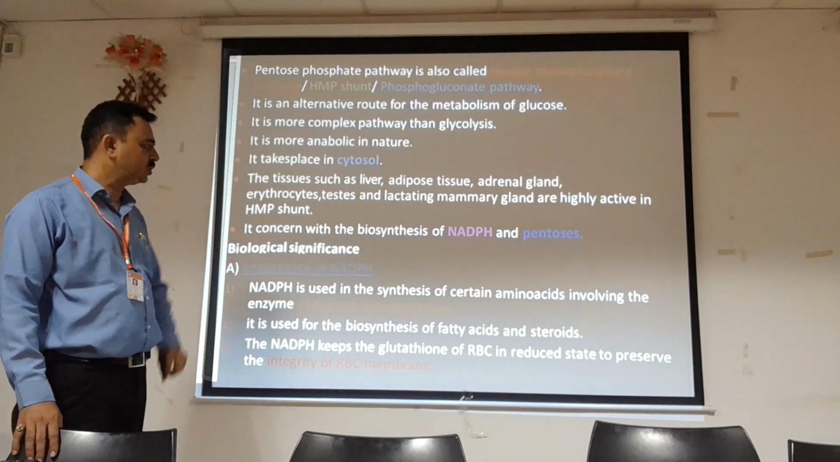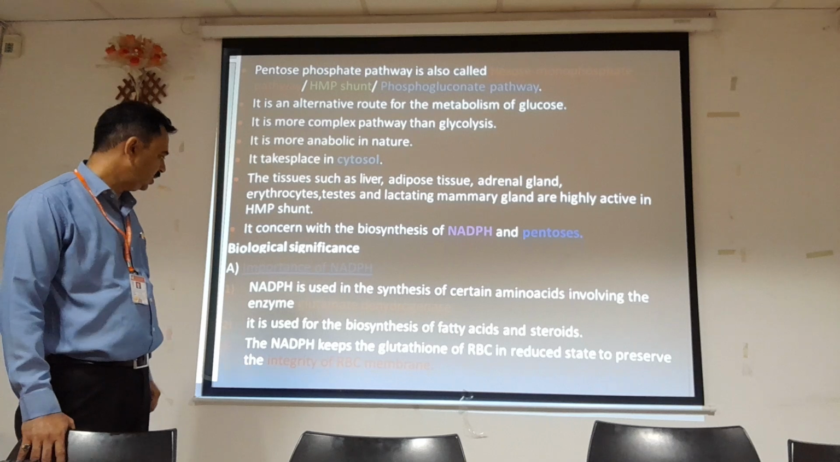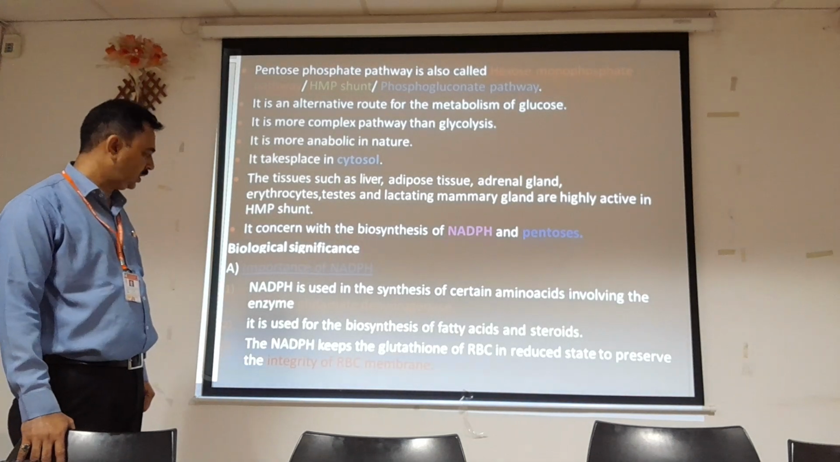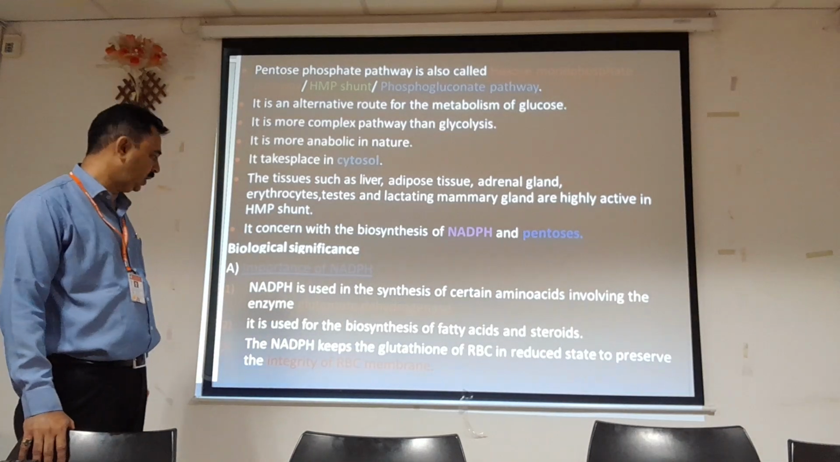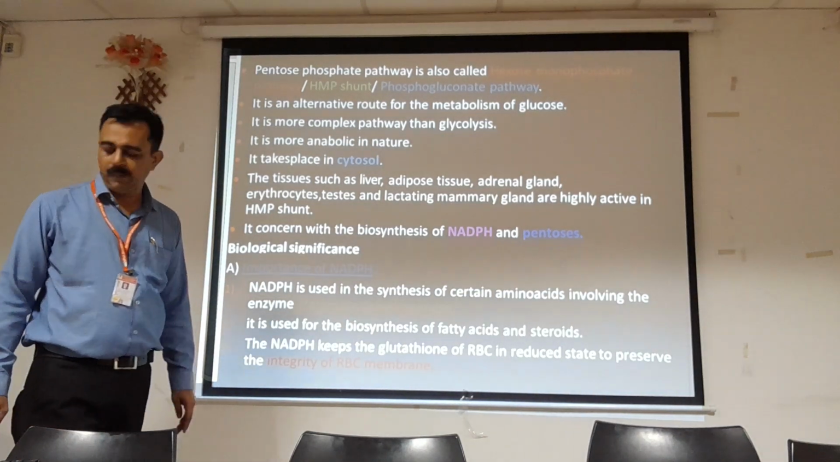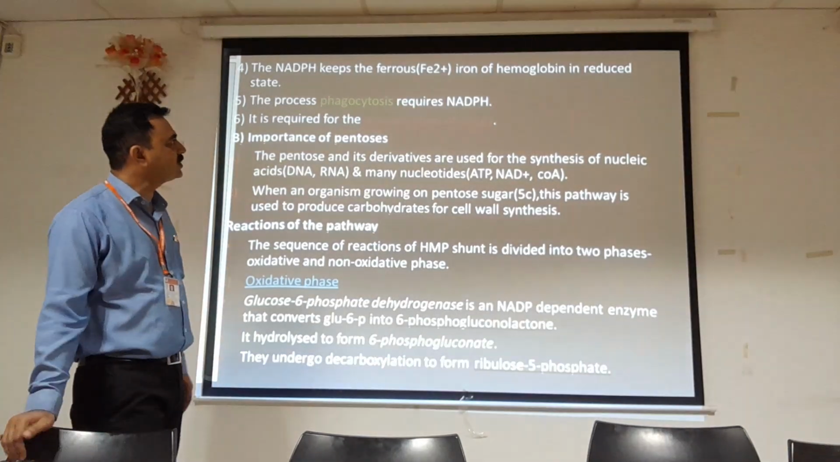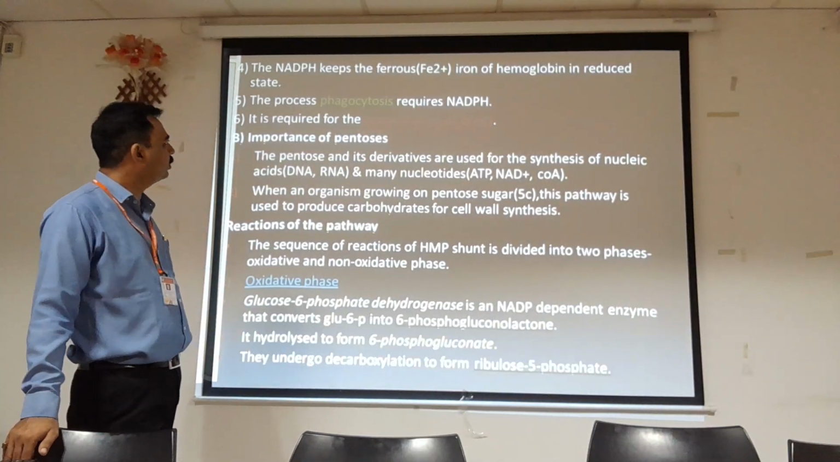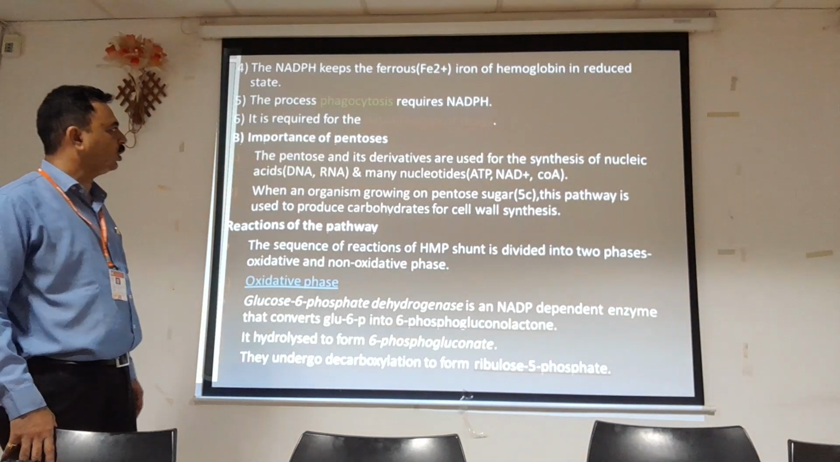NADPH is used in the synthesis of certain amino acids involving enzymes, glutamate dehydrogenase. It is used for the biosynthesis of fatty acids and sterols. The NADPH keeps the glutathione of RBC in reduced state to preserve the integrity of RBC membranes. The NADPH keeps the ferrous ions of hemoglobin in the reduced state. The process of photosynthesis requires NADPH. It is required for detoxification of drugs.